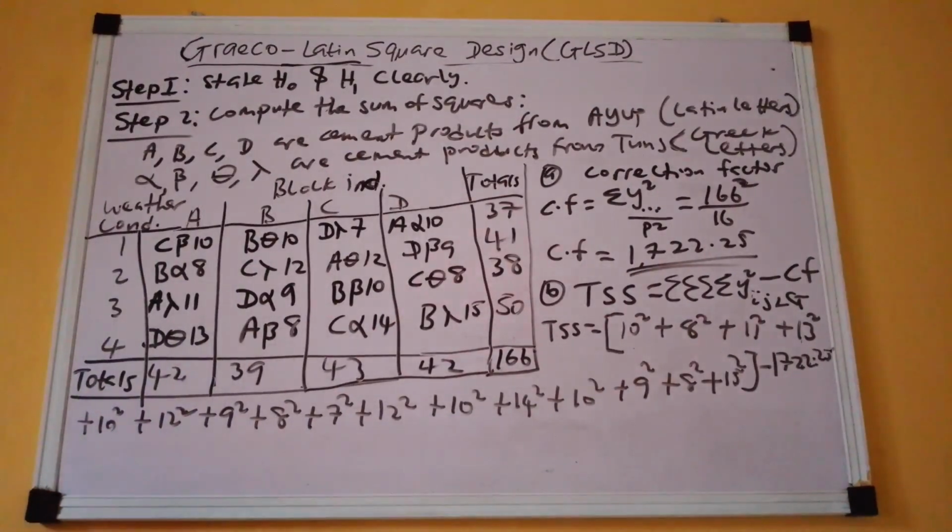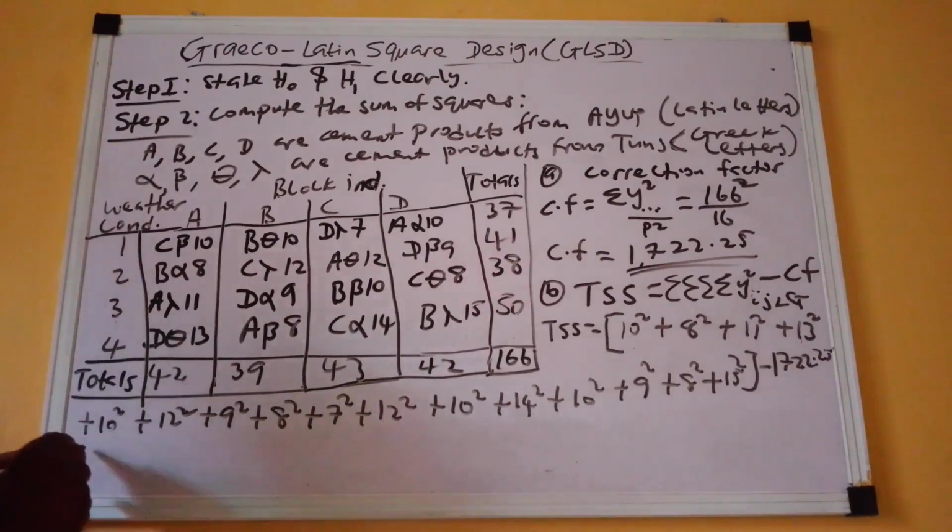So it simply means that if it is a 5 by 5 Graeco Latin square design, then it will be 25 in number. If it is a 6 by 6, it will be 6 square, which is 36 in number. If it is a 7 by 7, it will be 7 square, which is 49 in number.